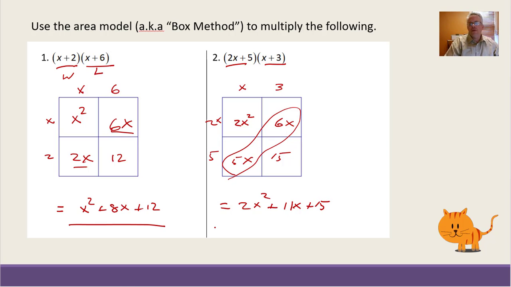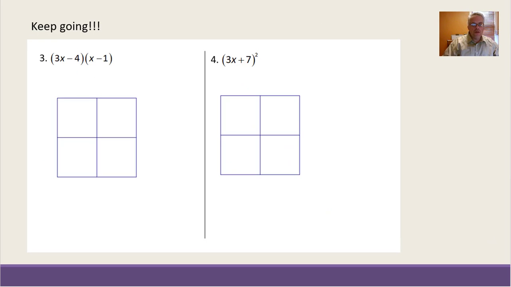So that's why we've been doing all these areas and rectangles and writing multiplication facts, is to really help us multiply binomials and other polynomials. All right, here's two more examples. Sometimes they have negatives in them, and that's okay. We're going to do the same thing.